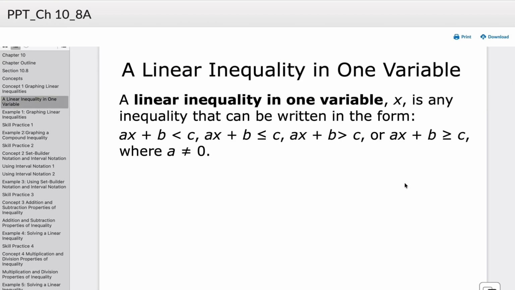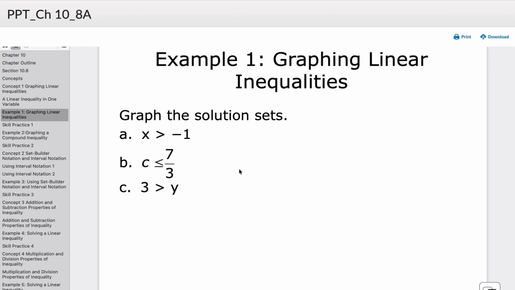So having a linear inequality in one variable just means that the exponent is 1, right? So this just means that something times X plus B is less than C, where they're all numbers, and then less than or equal to, greater than, and greater than or equal to. Just different types of inequalities.